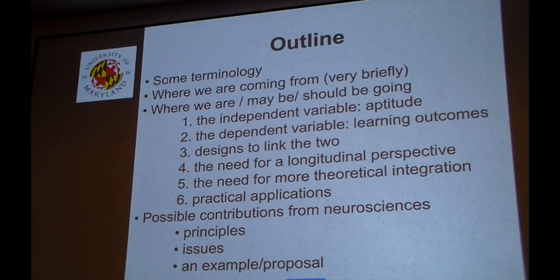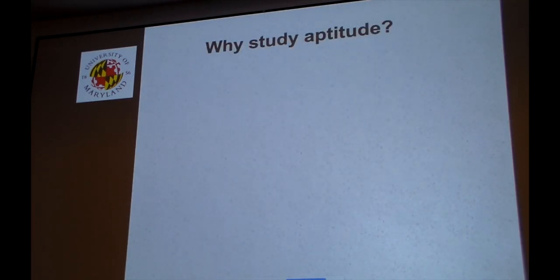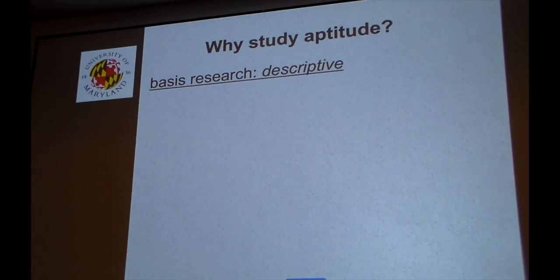All right, so why study aptitude, first of all? Some people study aptitude as a form of basic research. They like to describe what aptitude is like, what components it has. That goes back all the way to the early 1900s, research by Guilford on the structure of intelligence and that sort of thing.